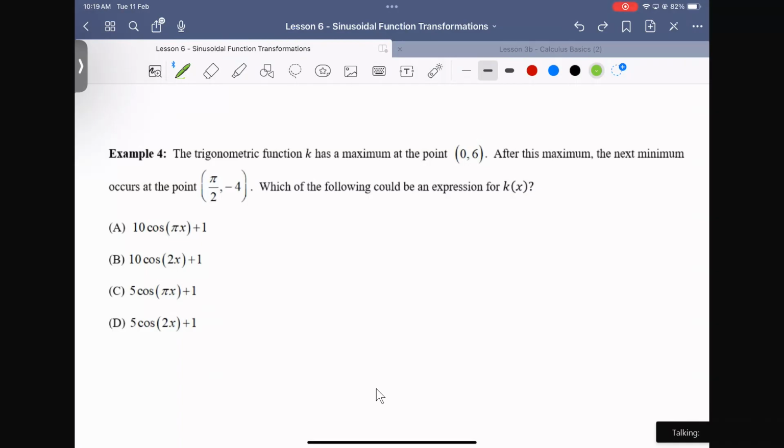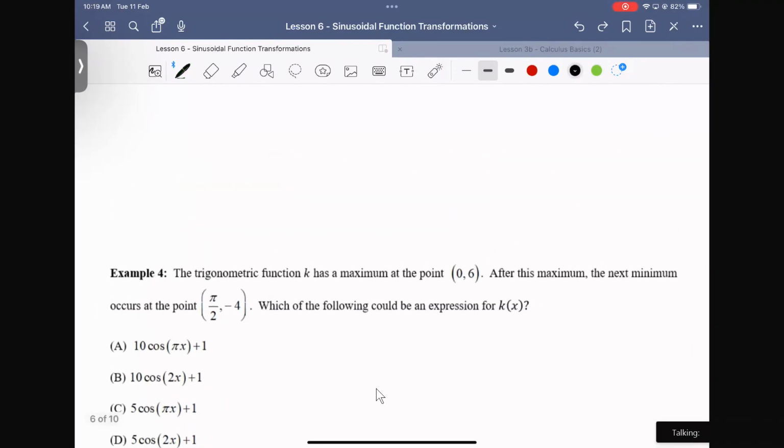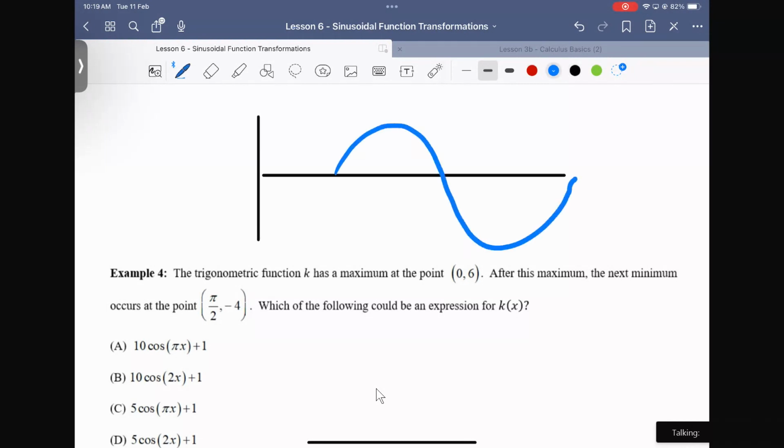Okay, so we have 2 points. I generally recommend doing a little bit of a sketch to help you with these type of questions. We have our sketch like this. So we have a sine function looking something like this.